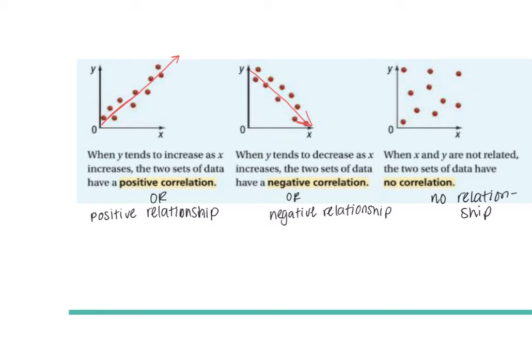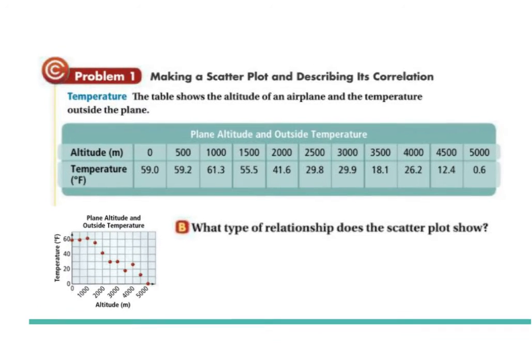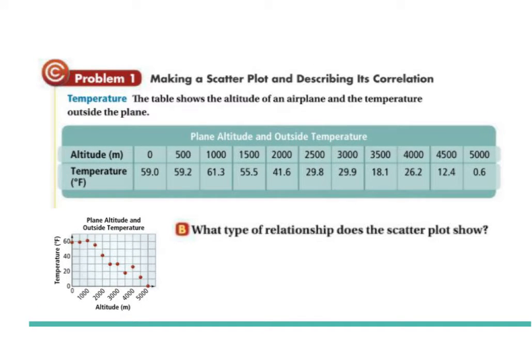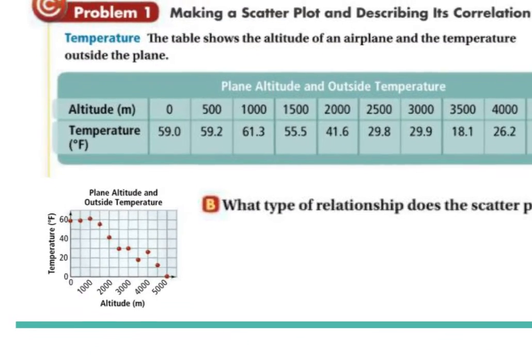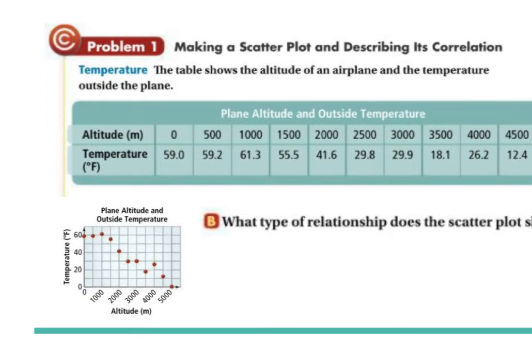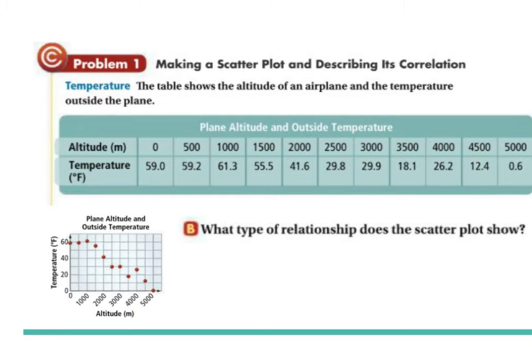Okay. I want you guys to go back. All right. Problem number 1, making a scatter plot and describing its correlation. The table shows the altitude of an airplane and the temperature outside the plane. So you're welcome, I already plotted it for you. It's down here. But you guys are going to be asked on your homework. You're going to be given a table and you have to plot them. So you're going to plot each and every point. And it says, what type of relationship does the scatter plot show?